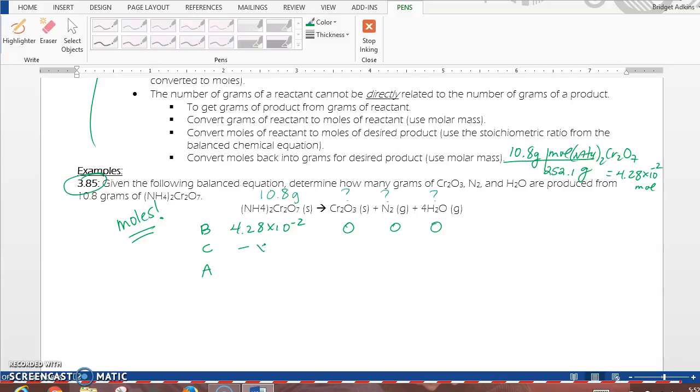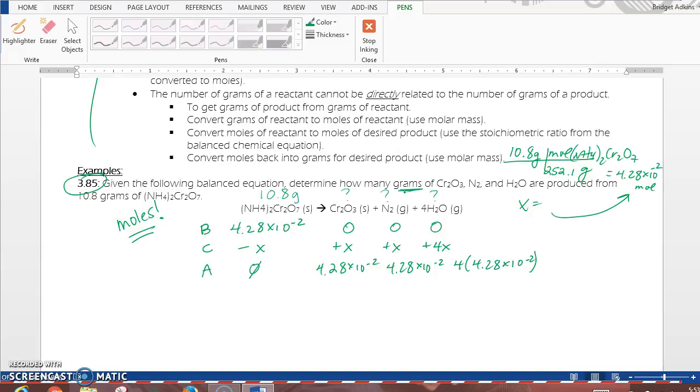So this will go down by x, this is going to go up by x, this will go up by x, and this is actually going to go up by 4x. And if you remember, x is equal to the moles of limiting reactant. Well, again, in this case, we only have the 1, so we don't really have to worry about that. X is going to mean that all of this gets used up. So x is equal to this guy right here. So this will be gone. This will be 4.28 times 10 to the negative 2. This will also be 4.28 times 10 to the negative 2. And then this is going to be 4 times 4.28 times 10 to the negative 2.